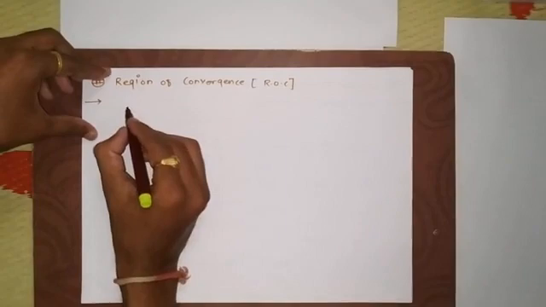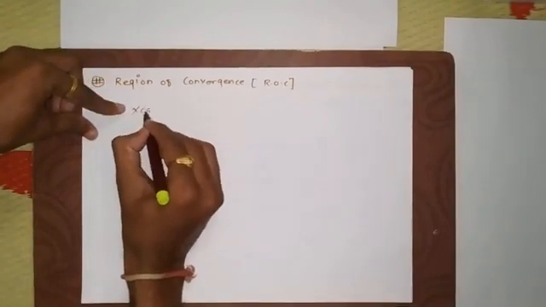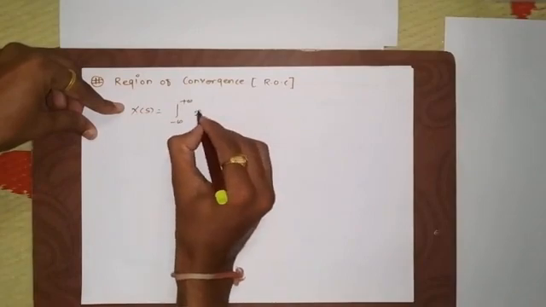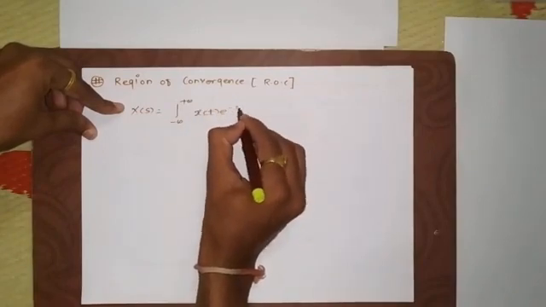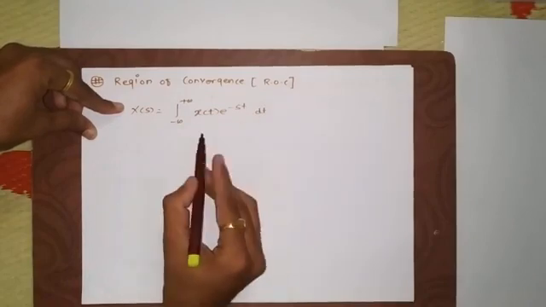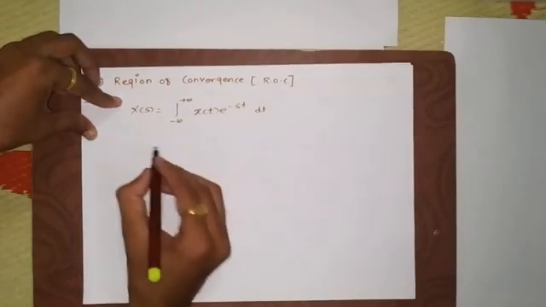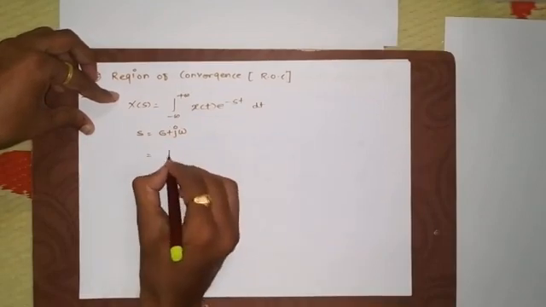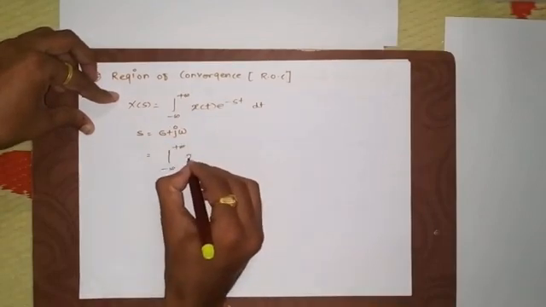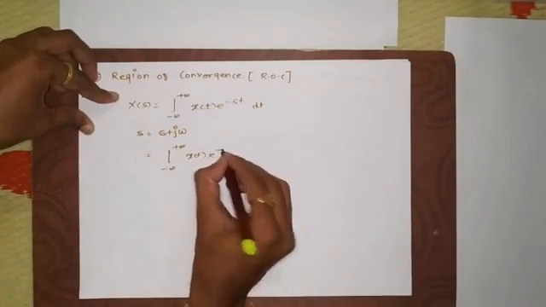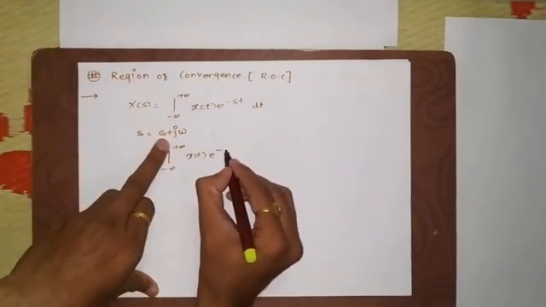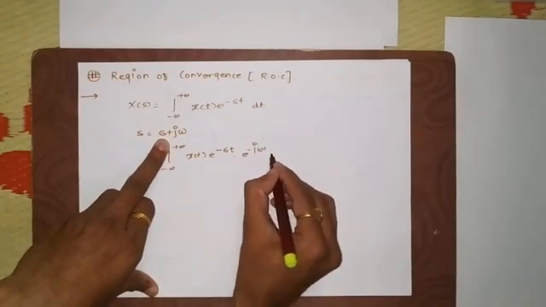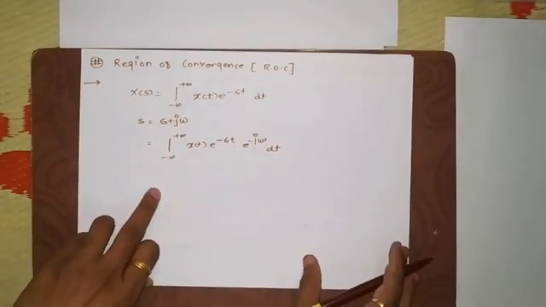Now this is a Laplace transform, so I am writing this equation. We know that the Laplace transform is equal to the integral of x of t into e raised to minus st dt. Now we'll replace this s with sigma plus j omega. That means we consider s equals sigma plus j omega. This equation becomes x of t into e raised to minus sigma t into e raised to minus j omega t into dt.